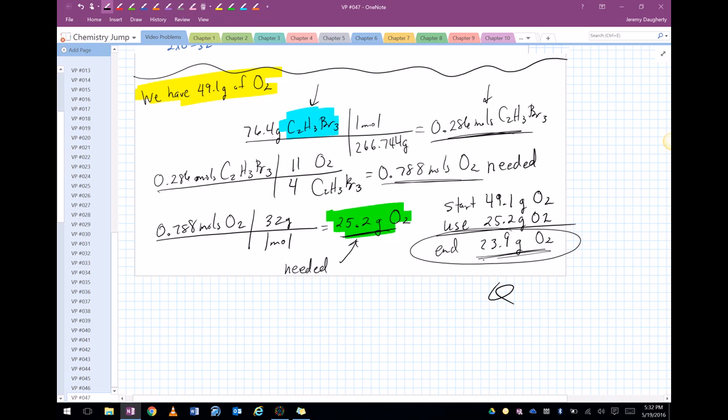Now, if you ever get to this point and you get a negative value, you picked the wrong limiting reactant. Go back, do the whole thing again. Okay, you did it wrong. You just messed up.